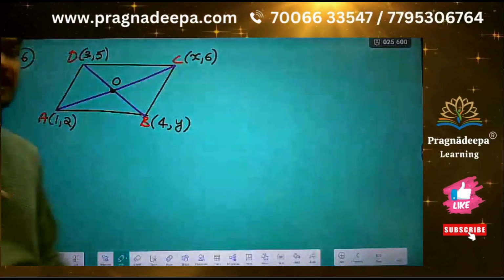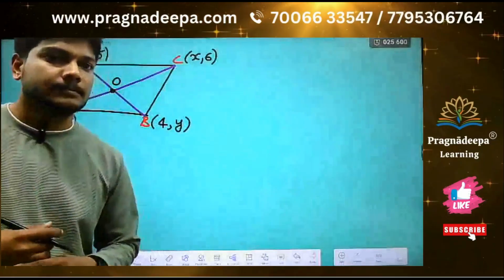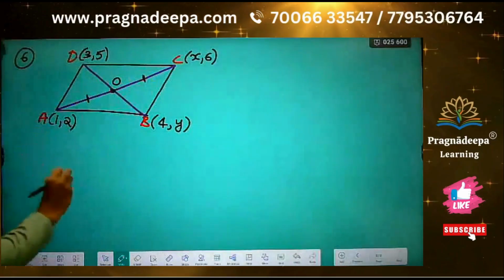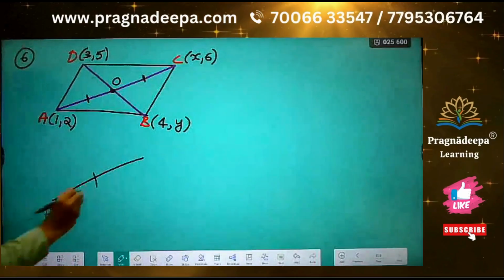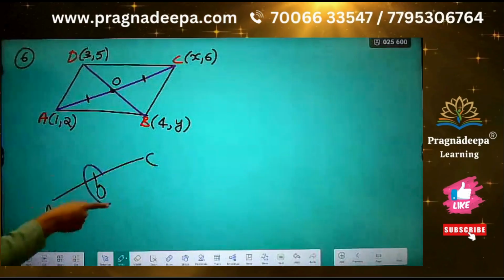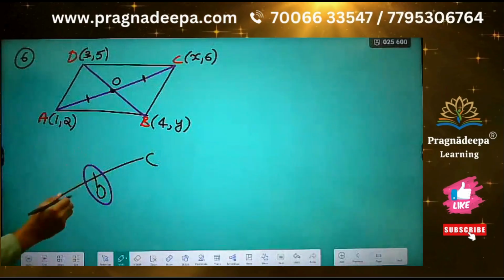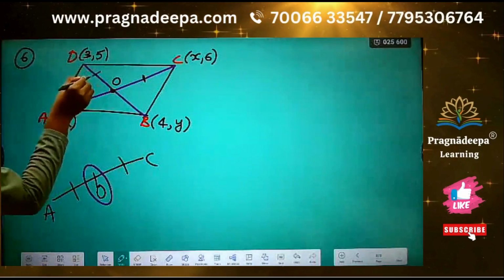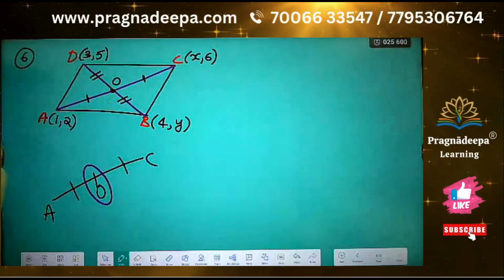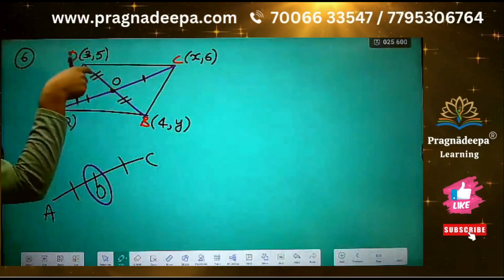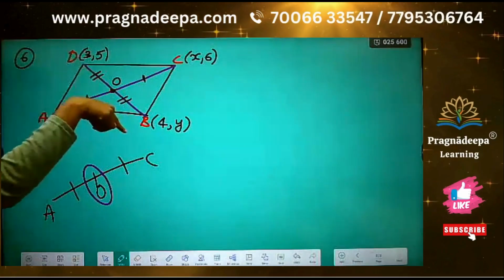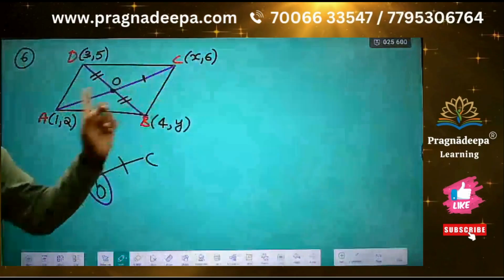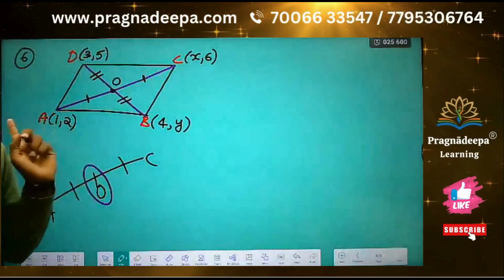What does it mean? ಹಂಗಂದ್ರೆ ಏನು bisect each other ಅಂದ್ರೆ? AO is equal to OC. Observe here. AO is equal to OC ಅಂತ ಹೇಳಿದ್ರೆ O is nothing but a midpoint of AC ಅಲ್ವಾ? Similarly, DO is equal to BO. Diagonals bisect each other. DO is equal to BO means O is a midpoint for BD. That means you can apply midpoint formula for both the diagonals.